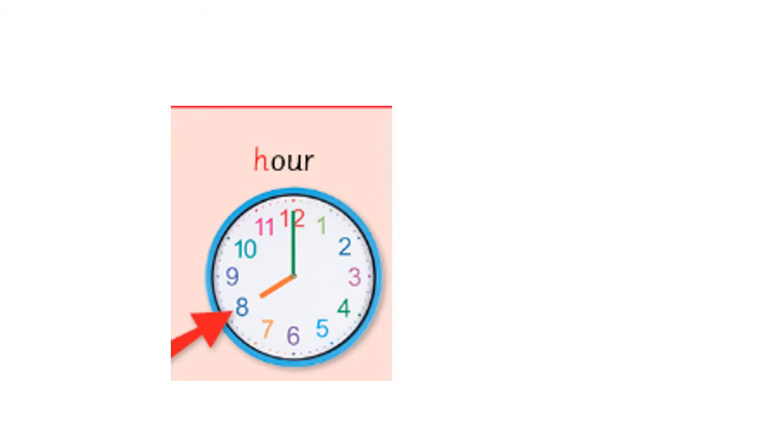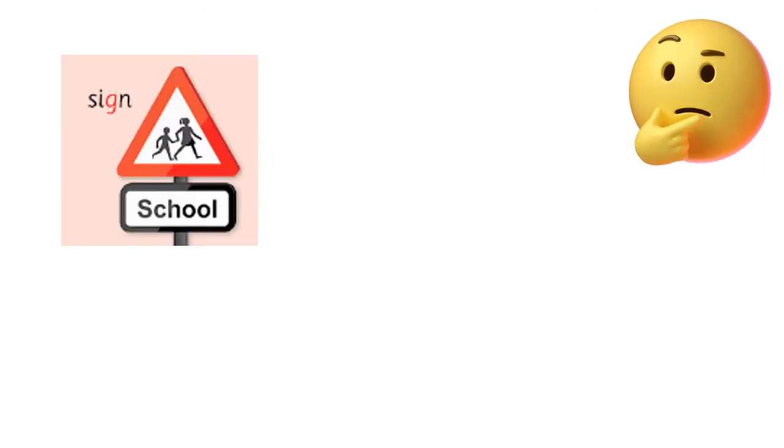Look at the picture. Hour. As we notice here that we didn't pronounce the letter H because H here is silent. Hour. Spaghetti. Yes, also I am not pronouncing letter H because it's silent. Sign. Also letter G here is silent, so we are not pronouncing letter G. Sign.